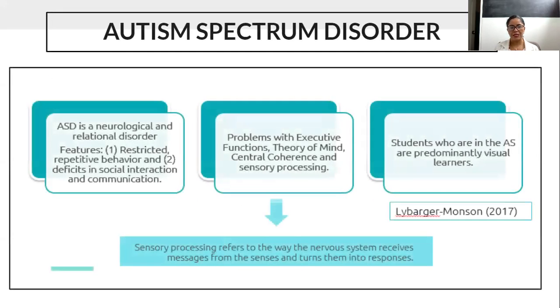Autism spectrum disorder is a neurological and relational disorder, which has two main features. Number one is restricted repetitive behavior, and number two, deficit in social interaction and communication. Perhaps the second one is the most noticeable one. They also have problems with executive functioning. Executive functioning skills are all the skills that we need to operate on a daily basis, like planning, organizing, memorization, prioritizing, etc. So that's why it's complicated for them to do all these activities.